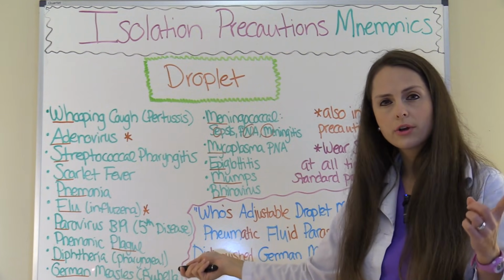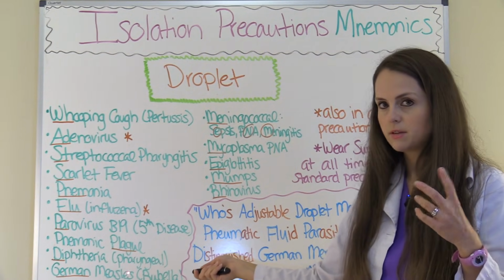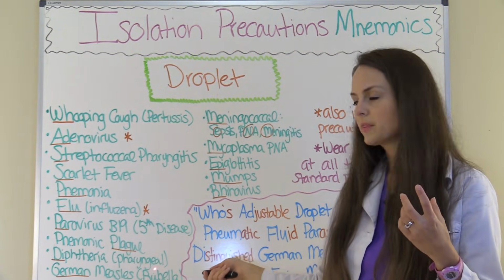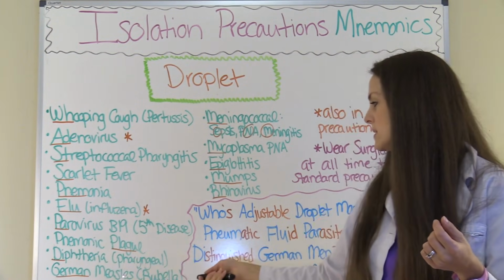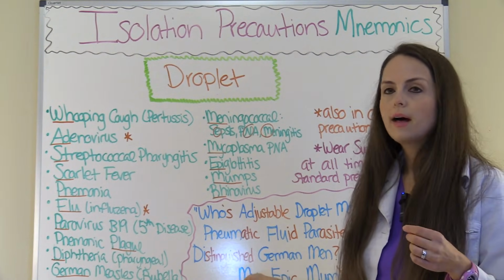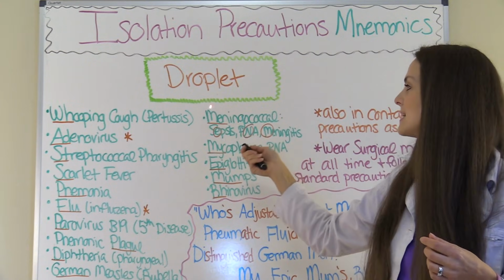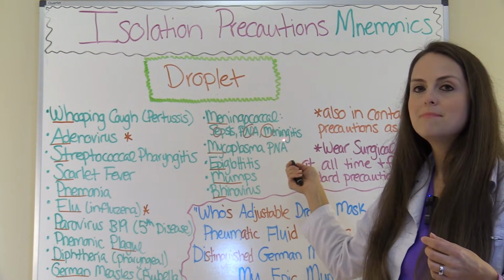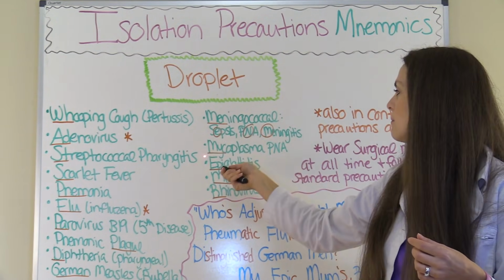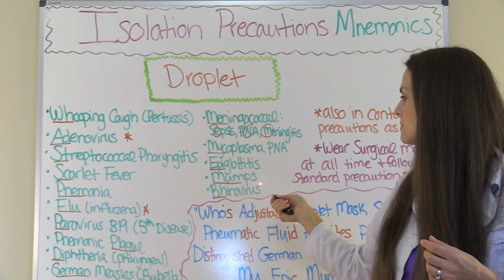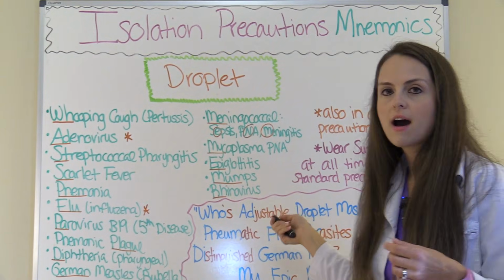In contact, which we'll go over next, it's the skin infection of diphtheria, so don't get those two confused. This is the pharyngeal kind. German measles, which is also called rubella, meningococcal diseases like sepsis, pneumonia, and meningitis, mycoplasma pneumonia, epiglottitis, mumps, and the rhinovirus.